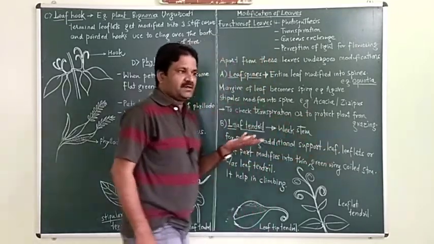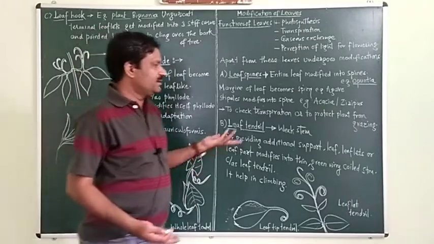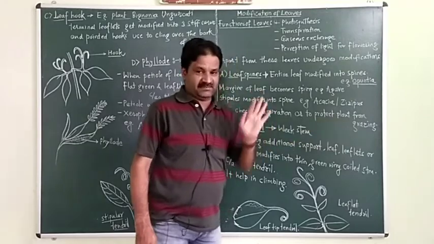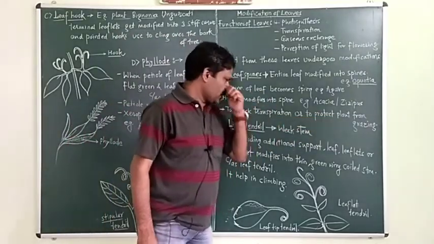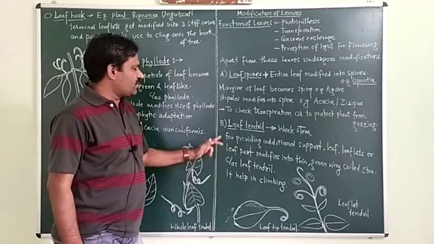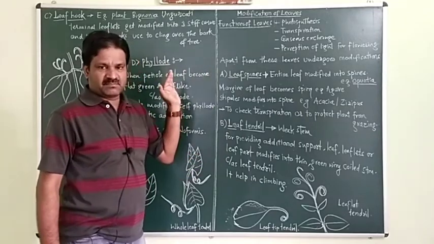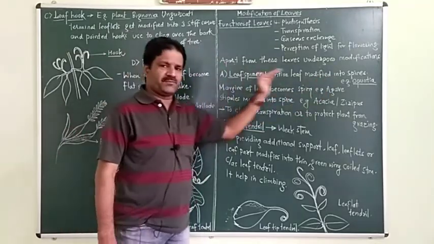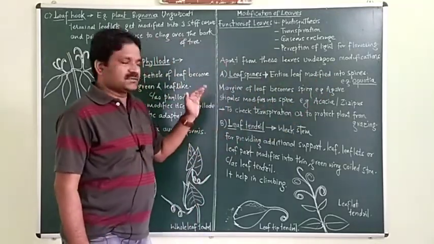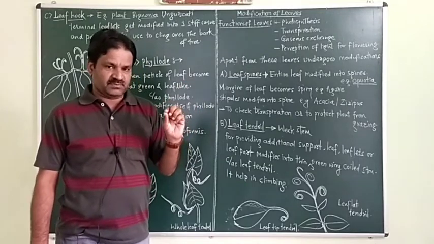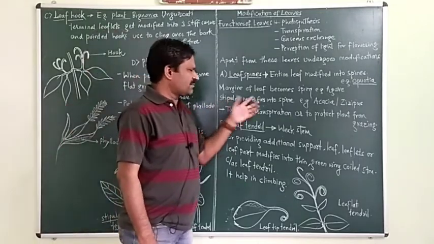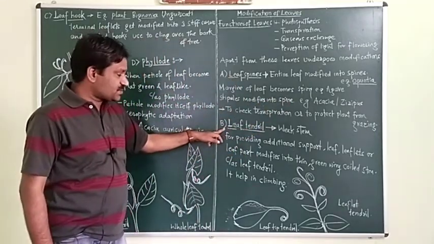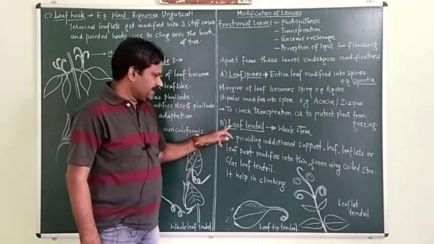That's why if the leaves possess spines or are modified into spines, that will protect the plant from grazing, from animal browsing. So the first modification is the leaf spines, in which the entire leaf modifies into spines, the leaf margin modifies into spines, or a certain leaf part, the stipule, is modified into spines. Some leaves are stipulate leaves, and their stipules are modified into spines. Next modification is the leaf tendril.